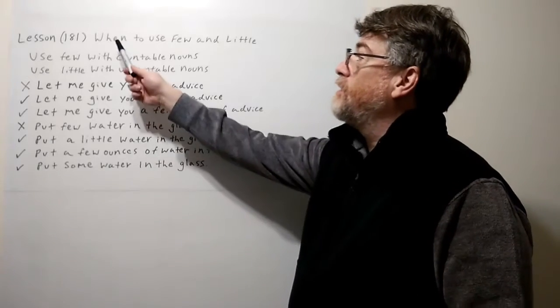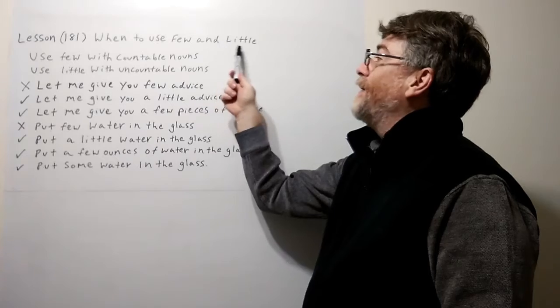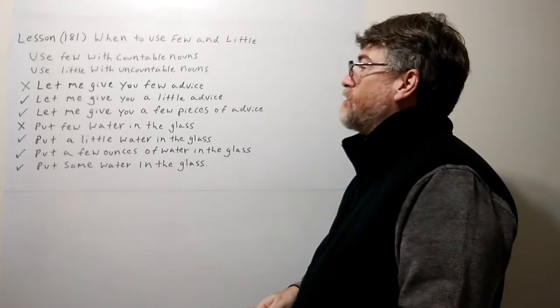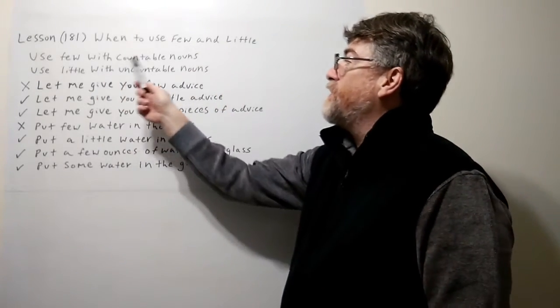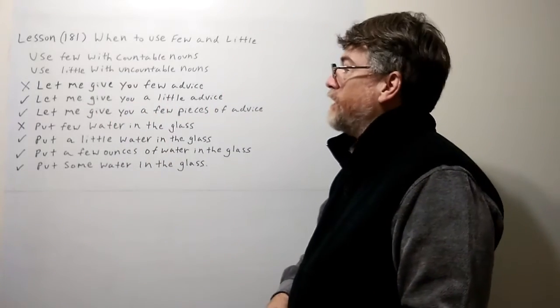Today we're going to look at the difference between few and little. So, when to use few and little. Okay, very simple. Let's look at the note here. Use few with countable nouns. Use little with uncountable nouns. All right, sounds simple enough.